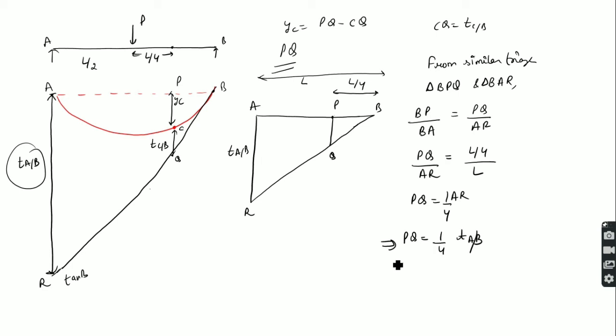Now we know from moment area method theorem 2 that TAB will be the area of the M by EI diagram between A and B into the centroid distance from point A, right? So again we will look at the bending moment diagram. This bending moment diagram between A and B is like this, and by EI diagram, this was PL by 4EI. This is L by 2, L by 2.